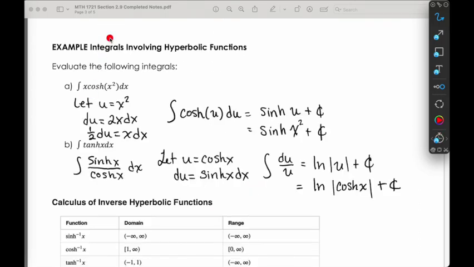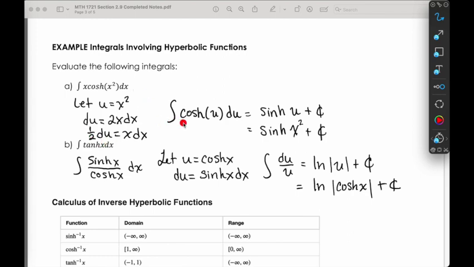So now let's look at integrals involving hyperbolic functions. For this one here, I'm going to use u substitution. I'm going to set u equal to x squared. That means when I take the derivative of u, I get du is equal to 2x dx. Since I've already replaced this with u, I want to replace the x in the dx with something in terms of u. So I want to isolate x dx to see what I need to substitute it with. So I'm going to divide both sides by 2. So I get x dx is equal to 1/2 du.